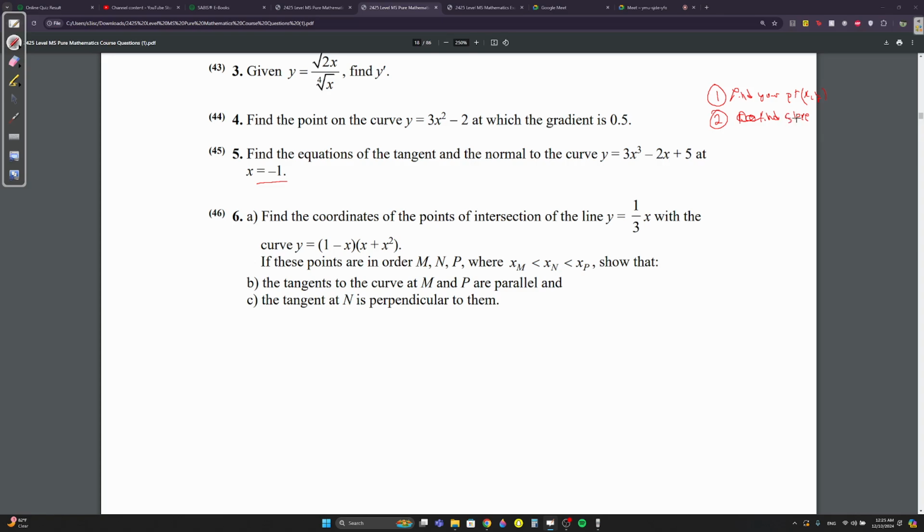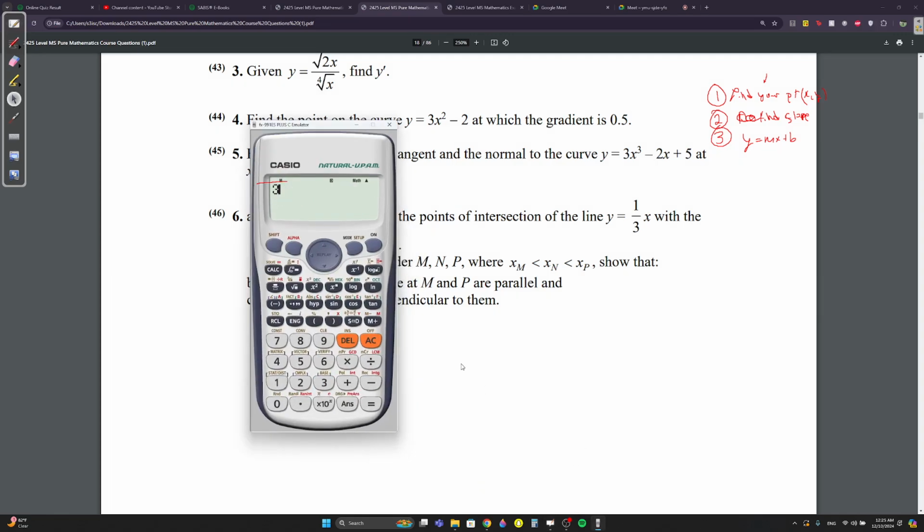Then slope. The third step is y equals mx plus b. Find your point. Let's substitute -1 into our curve. You're gonna get, let's do it fast, -1 cubed minus 2 times -1 plus 5, which is 4. So my point is (-1, 4).